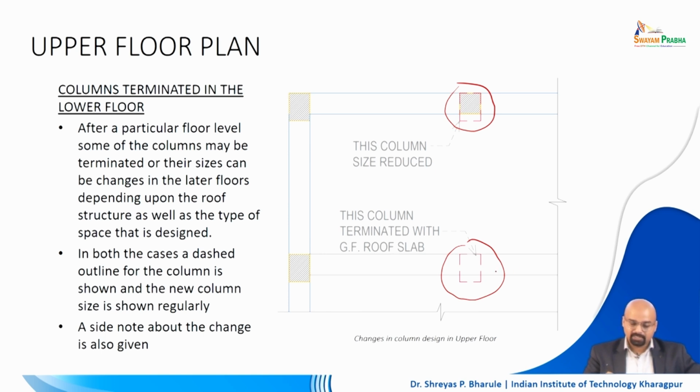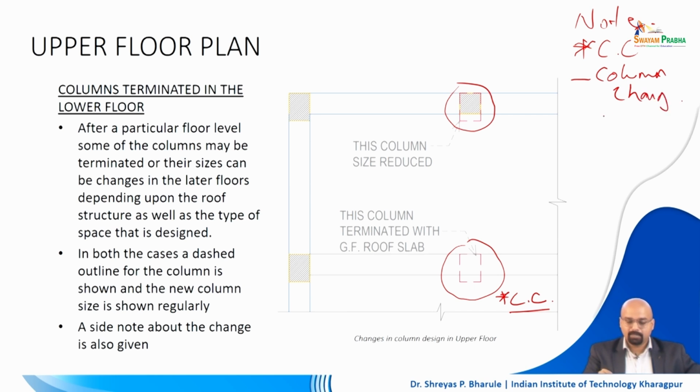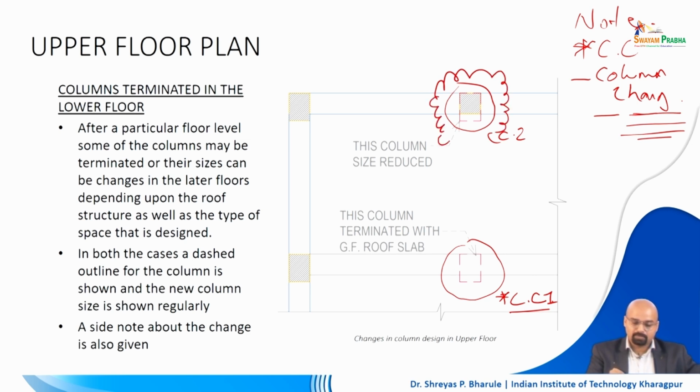Sometimes there are also representations on the side with a notation CC, to double check. For example, this is marked with the notes on the side of your drawing template, and under CC in the notes section it will be written column change, and under column change you will write whether it is terminated or whatever has happened. So you will mark this CC1, this CC2, something like that. Sometimes there are clouds also, so you put a cloud around this. It is also called a revision cloud.